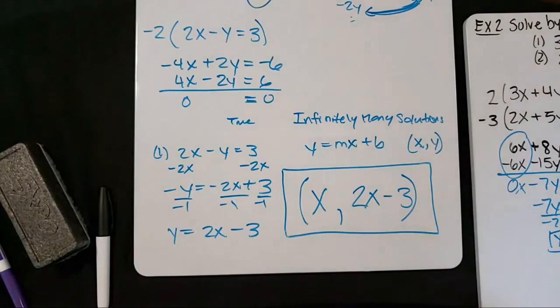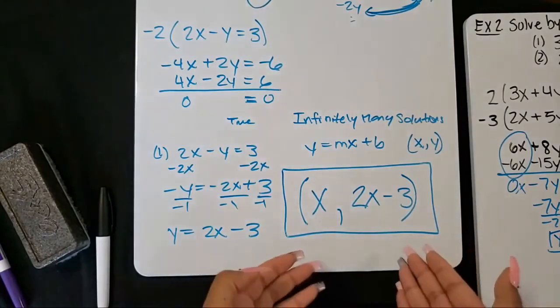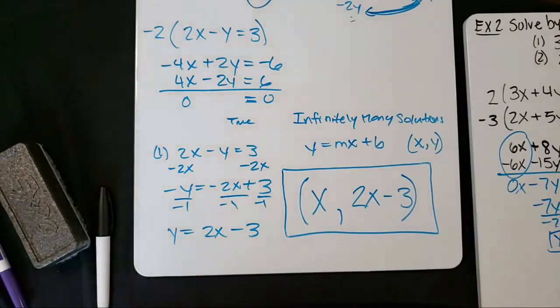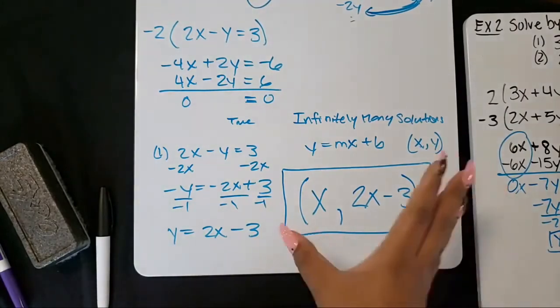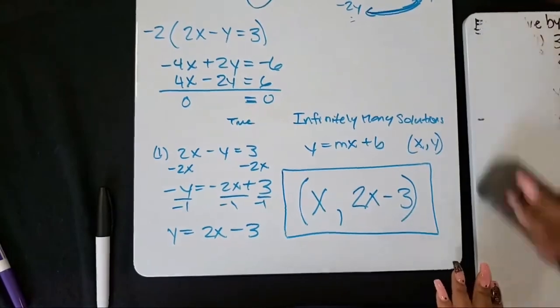And this is what WebAssign wants. When there's no solution on WebAssign, they're okay with you typing in no solution. But when it's infinitely many solutions, they want you to give the overall ordered pair for the infinitely many solutions. So I hope that makes sense for y'all. So on to example number 4.